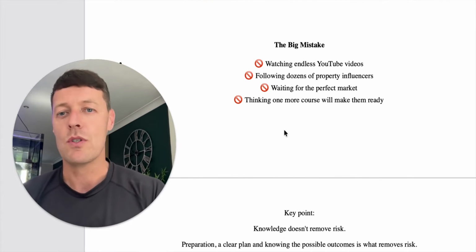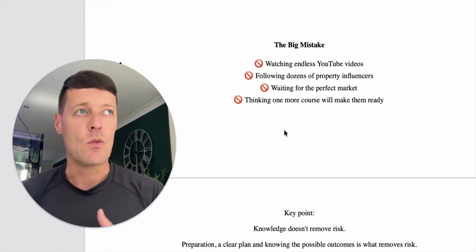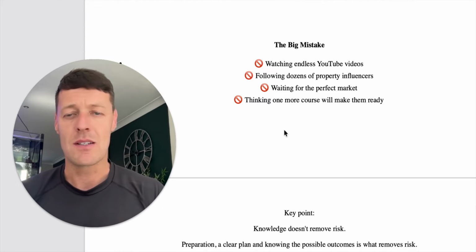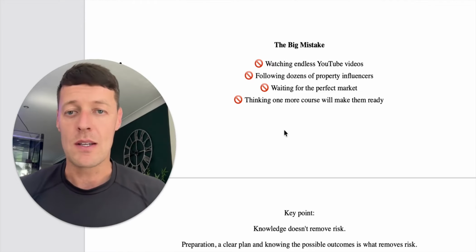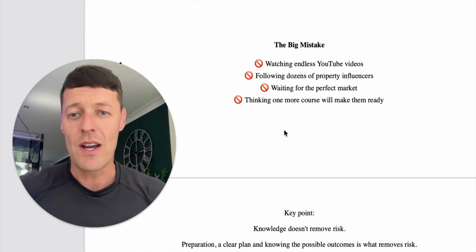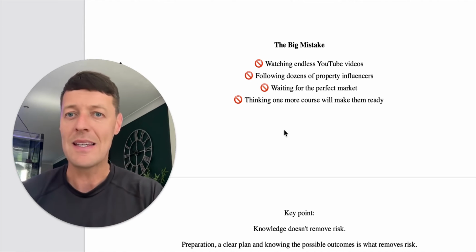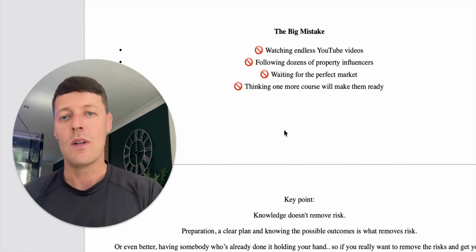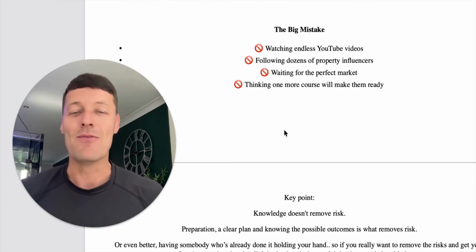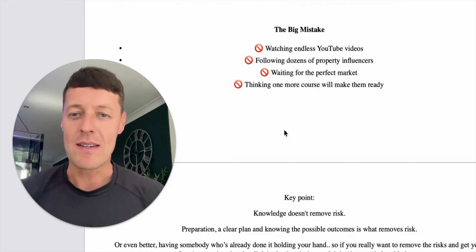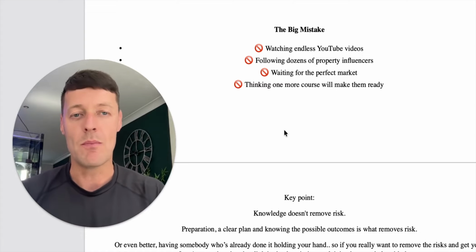They follow dozens of property influencers on social media, and all this does is create conflicting advice. Okay, they're waiting for the perfect market conditions or the housing market to crash. Now, this is just an excuse not to get started. Okay, it's an easy excuse. Also, they're thinking that one more course will make them ready, when in reality, you can never be ready. You have to commit, you have to take action without being perfect.